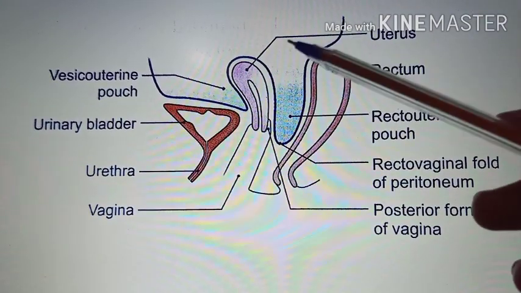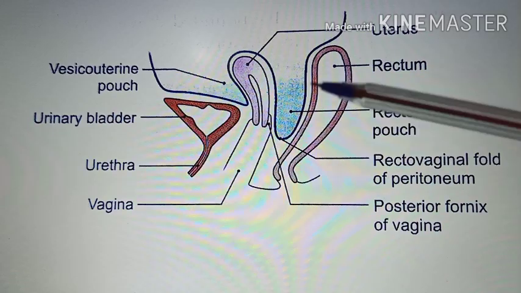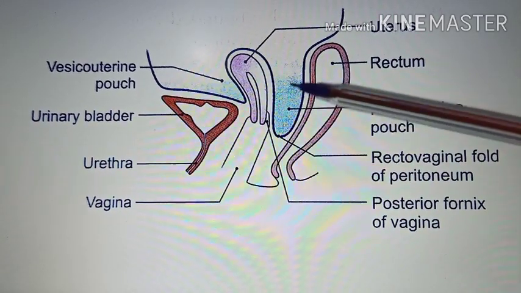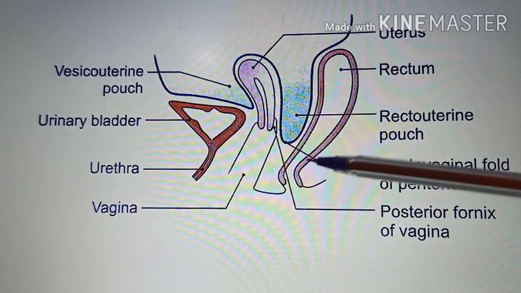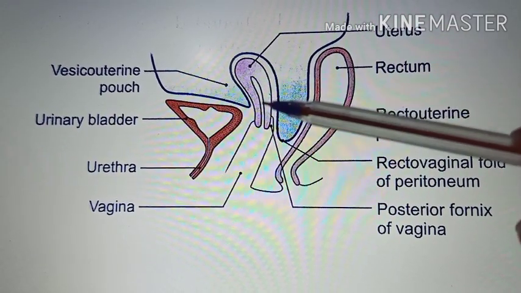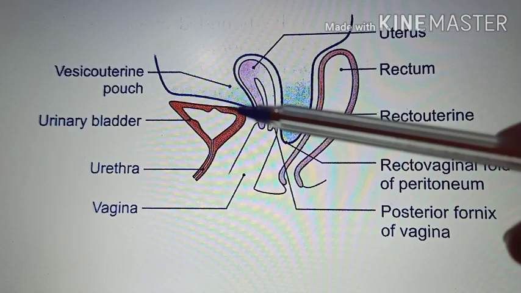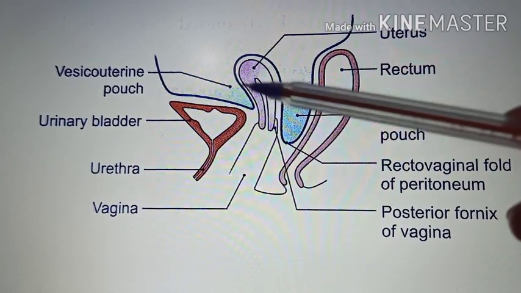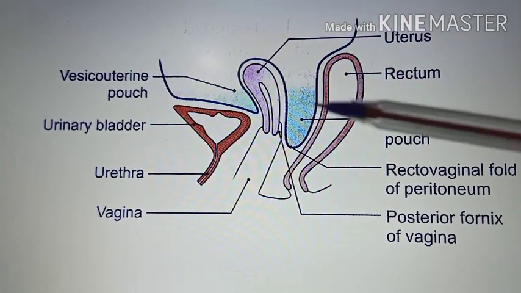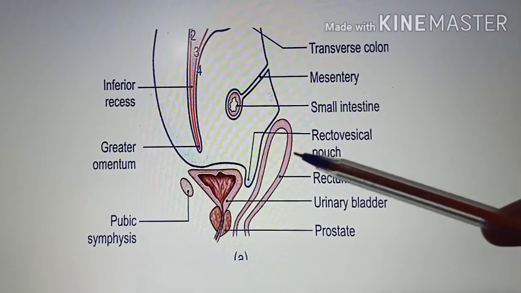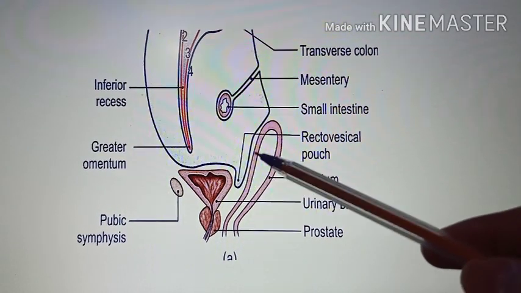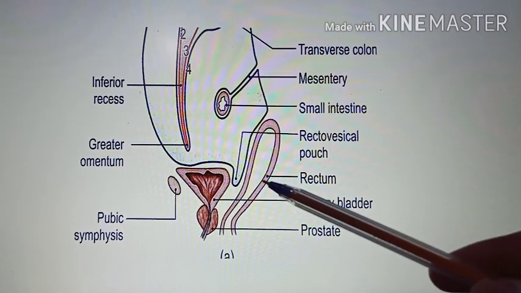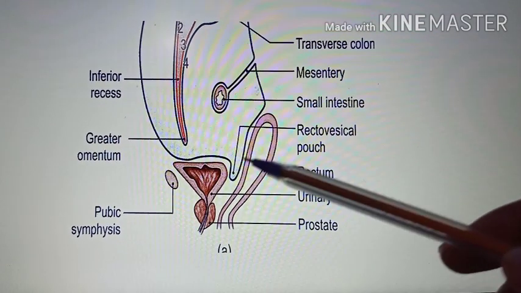Also, in females there is a pouch called the recto-uterine pouch, which is present between the rectum and the uterus. Between the uterus and the urinary bladder, that pouch is called the vesico-uterine pouch. In males, this is the rectum and this is the urinary bladder, and the pouch present here is called the rectovesical pouch.